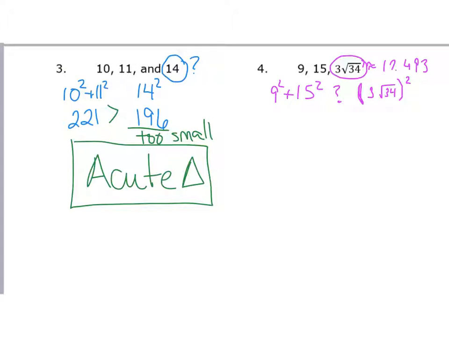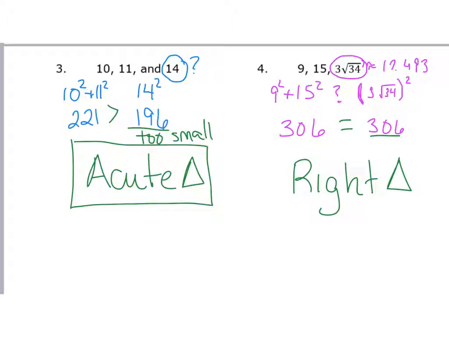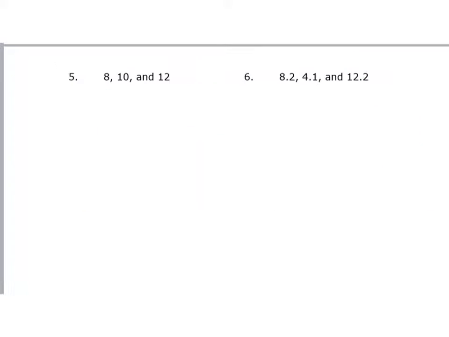Okay? When I do that, I get 306 on the left-hand side. And over here I get also 306. Since my two sides are equal, that means this is a hypotenuse. It's just right, not too small, not too big, but just right. So that means it's a right triangle. Okay, let's try 2 more of these.